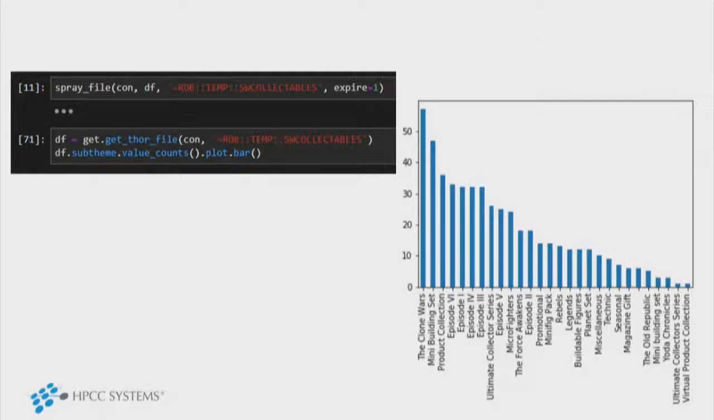So just as an example, obviously if I've got it in memory, I wouldn't have to do this. But in two steps, I can put the file up, I can pull it back down again by just giving the file name, and then I can print something. So you can see that most of this person's collection actually comes from the Clone Wars, which is acceptable, but there's quite a high bar here for episode 1.